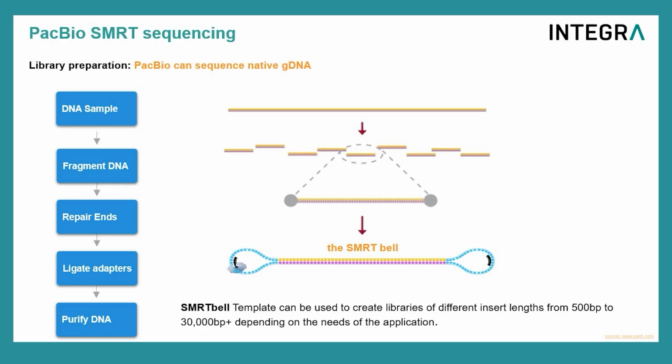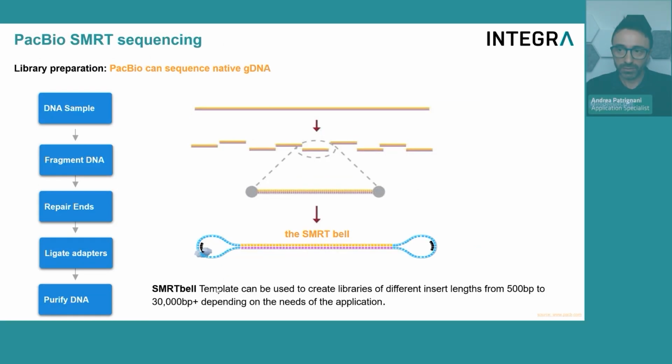With PacBio, native DNA can be sequenced without the need for PCR amplification. Genomic DNA is first fragmented to the desired size. Then, after an end repair step, adapters are ligated to the blunt ends of the fragments. The library size may vary from 500 to 30,000 base pairs, depending on the downstream application.